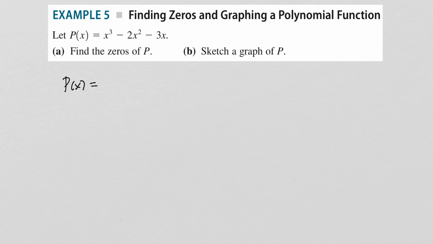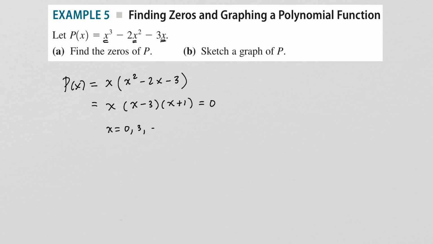P of x has a common factor of x in all of its terms. So if I factor out that x, we have left over x squared minus 2x minus 3. And x squared minus 2x minus 3 is pretty straightforward to factor. It's going to factor into x minus 3 and x plus 1. And from here, if you set this equal to 0, we can see that x is going to be 0, 3, or negative 1.